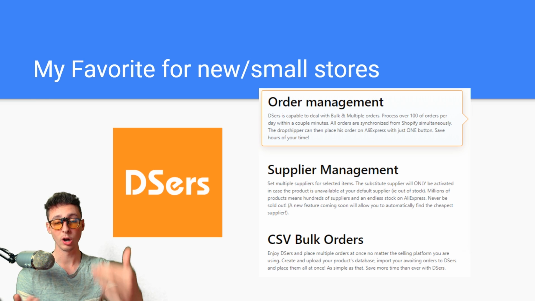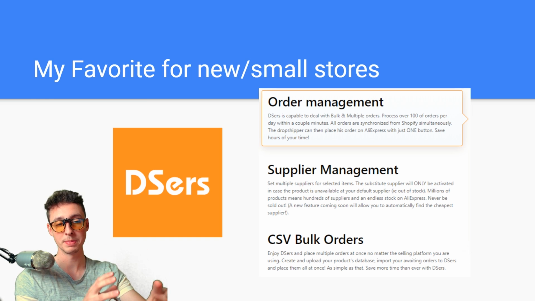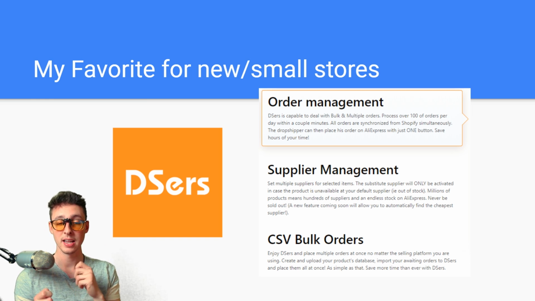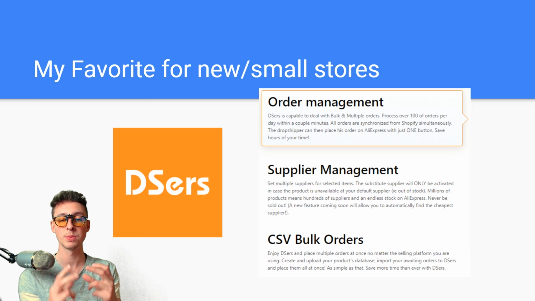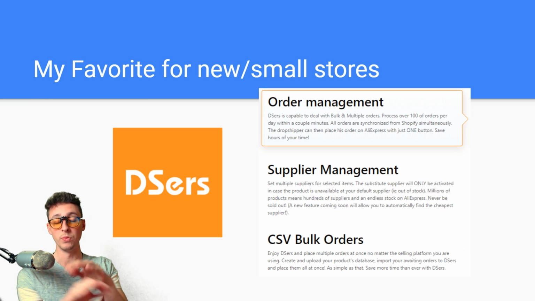It can do hundreds of orders at one time, whereas with Oberlo you have to click one by one, and it takes you to the website. But since DSers is made by AliExpress, it's the official application, they have so much more access to automate your order fulfillment and order management. Supplier management, this was key.